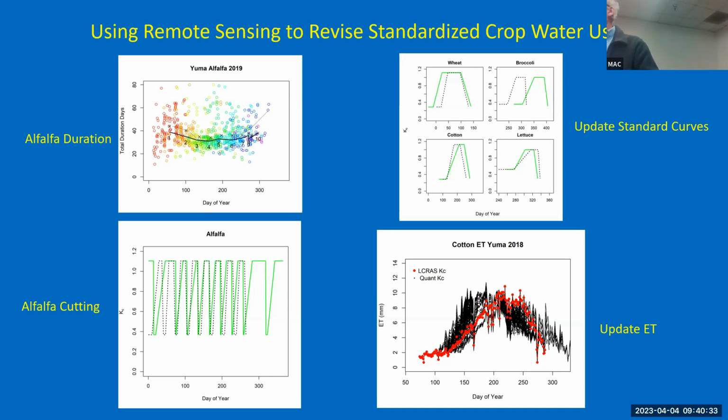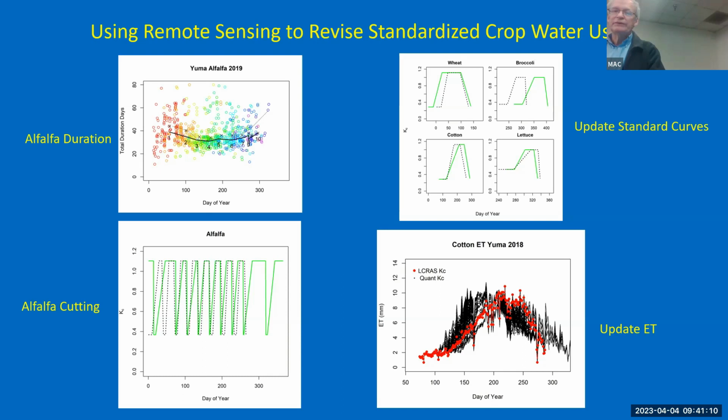U.S. Bureau of Reclamation standardizes their estimates of water accounting. Should we be annoyed that they standardize it? I don't know, but this is what they use for their accounting. Well, they use a static thing. Well, every farmer's different, right? Your cutting practices are all different. With satellite data, you can measure exactly how many cuttings there are per year, and that's what that graph is intended to illustrate. On the upper right-hand side shows you some differences between what Bureau of Reclamation and FAO 56 use for crop coefficients versus what we see from satellite data.